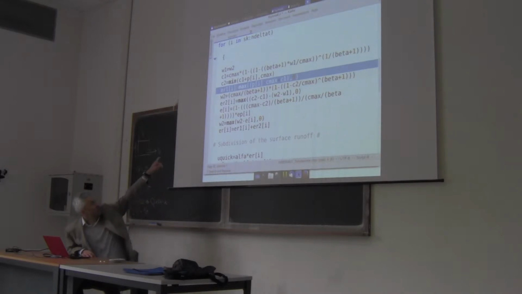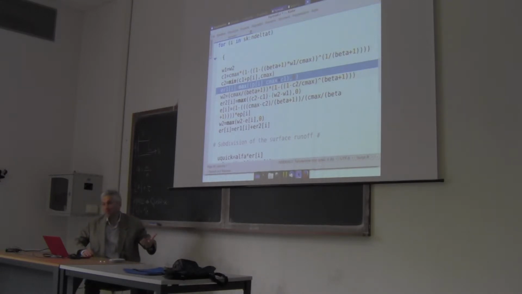If it is greater than C max, C2 is equated to C max, and if I subtract C max from C1 plus P, I have the exceedance. If it is lower than C max, the result of this computation is negative. So if I take the max between the result of the computation and 0, I get 0 when C1 plus P is lower than C max. I get C1 plus P minus C max, which is the exceedance, when C1 plus P is greater than C max. So this is 0 until we reach saturation. Very good.